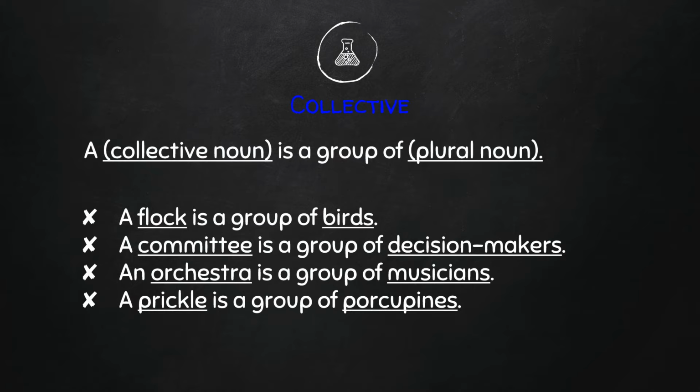Now, tricky thing is you can take a collective noun and just by adding an S, change it to a plural noun. So let's look at an example. I might start with the equation: a class is a group of students. So class here is our collective noun. Now it ends in S, but just because that's how you spell the word, it's not plural. Students is our plural noun.